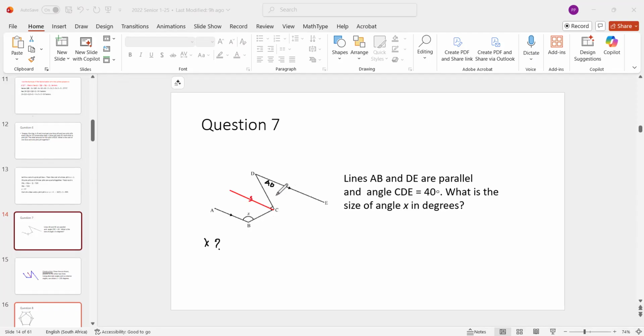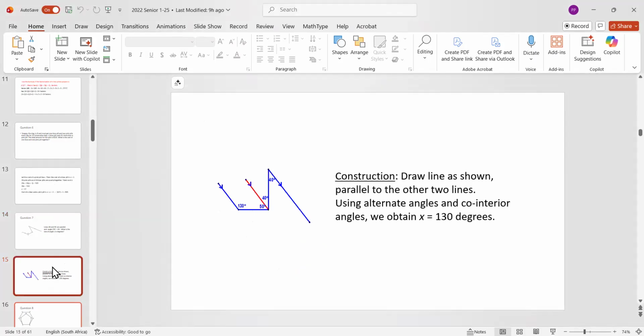So then it becomes easy because these are alternate angles, 40, 40. The whole thing is 90, so this must be 50. And these two are co-interior angles. The co-interior angles add up to 180 degrees. So x must be 130 degrees. So that's the answer to that question. X is 130. As you can see at the end of this, I say that x is 130.